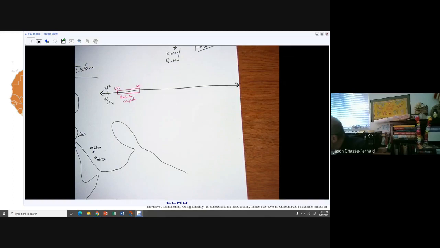And I'm just gonna kind of roughly throw some borders here. All right, so by the time we get to 661, this is roughly. Are we frozen or something?